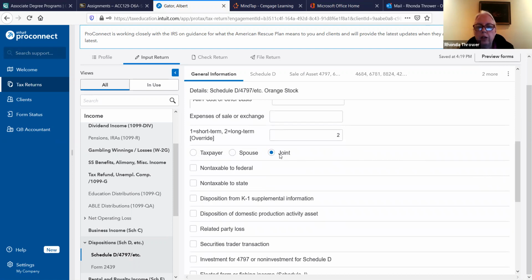And it was joint, but something very important that you don't need to leave out is whether it was a long-term investment or a short-term investment. Long-term investment is what this is. So I chose 2 and I put it in this blank. If you leave that off, it will mess up your Schedule D.